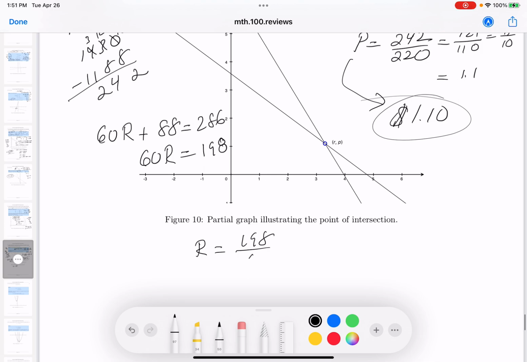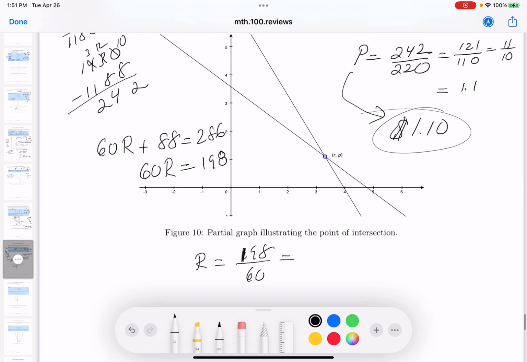198 over 60. Let me do some divisions over here. I'm going to divide through by 2. That would be 30. And 198 divided by 2 would be 99, right? Well, I'm going to divide by 3. That's 33, and that would be 10. So this would be 3.3.